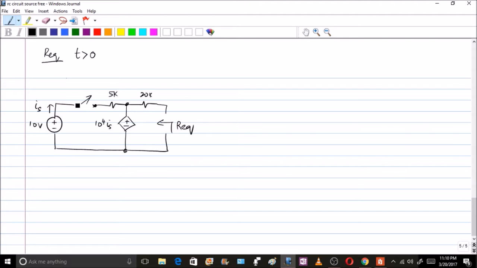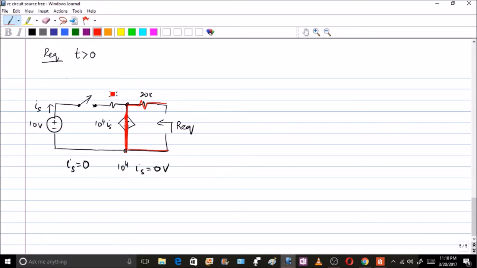Because this is an open circuit here, in this case IS will be equal to 0. Therefore 10 power 4 IS equals 0, which means 0 volt. Now what is the meaning of a 0 volt? A 0 volt is nothing but a short circuit.